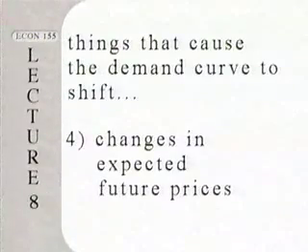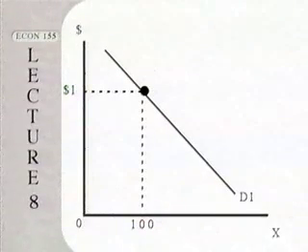Let's talk about number 4, changes in expected future prices. And when I say future prices, I mean the future price of good X, the good we're talking about here. We'll start off with a price of $1, and let's say consumers are buying 100 units.